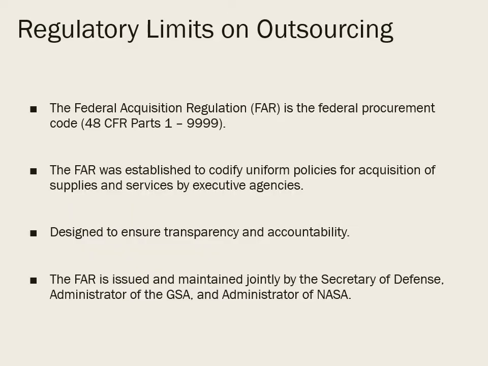So in addition to statutory limits on how agencies can procure items, agencies themselves have issued regulations that limit their procurement powers. And we primarily find this in the FAR, Federal Acquisition Regulation. It is our federal procurement code. It is in Title 48 of the CFR, Parts 1 through a lot. And the FAR creates uniform policies for agencies when they're purchasing goods and services. It's designed to ensure transparency and accountability, and the FAR is maintained jointly by the Secretary of Defense, the GSA Administrator, and the NASA Administrator.